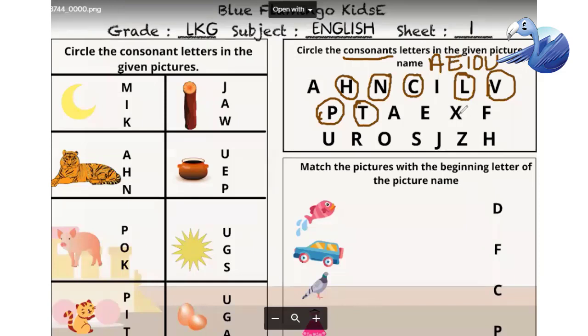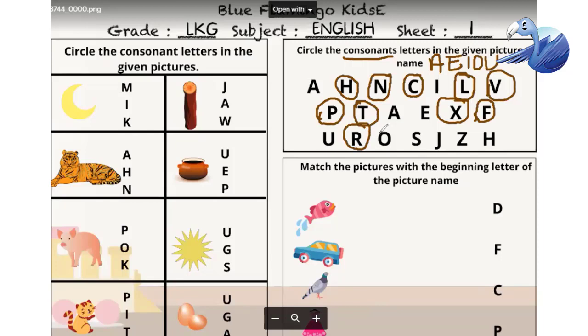X. Yes, X is a consonant. So we have to circle X. F. Yeah, F is also a consonant. So let's circle F. U. Yeah, U is here in the vowels. So we don't have to circle U. R. Yes, R is a consonant. So we have to circle R.